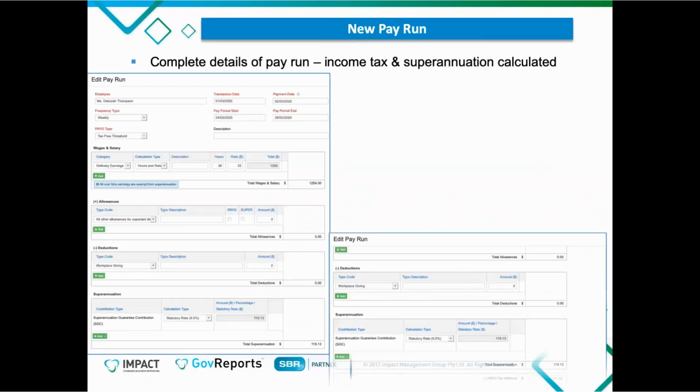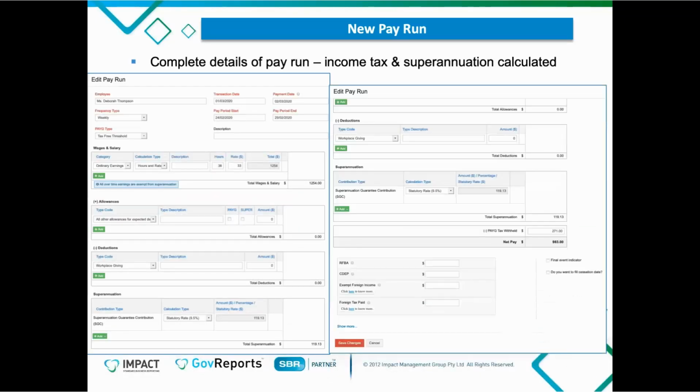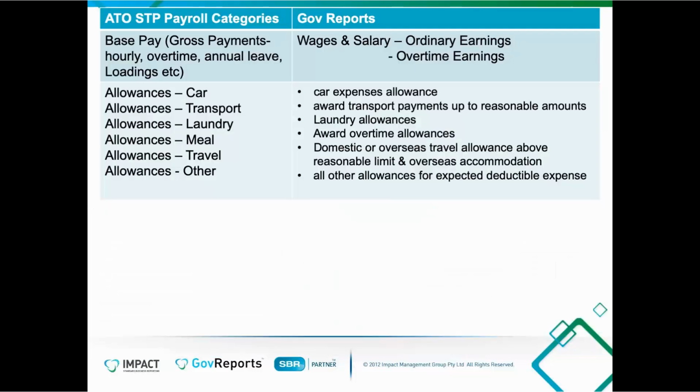So this is what the screen looks like when you open to do a new pay run. Each section is available there for this person, and you need to add different areas as you have different payment types that you may have paid in this pay run for this person. So we're just going to have a look at that in a little bit more detail. What I wanted to go through was, of course, the STP payroll categories and see what the GovReports ones are.